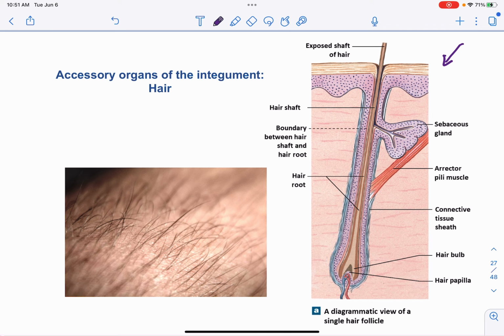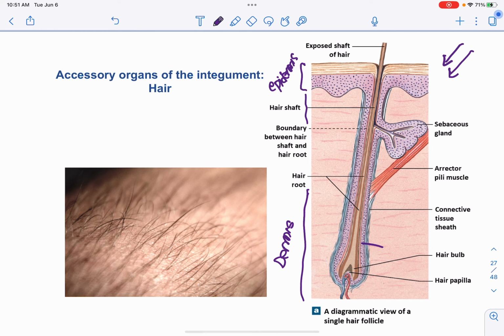So this image shows hair cut in a longitudinal section. So you can see the epidermis right here. That's the epidermis. And then everything here is the dermis. Okay, sometimes hair will progress down into the hypodermis. So hair is divided into several regions. There is this hair bulb here.